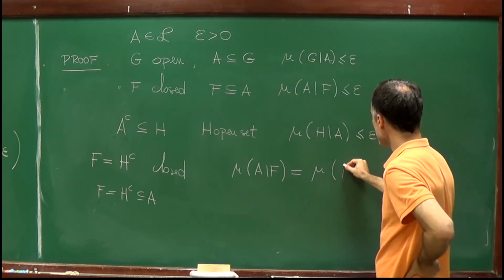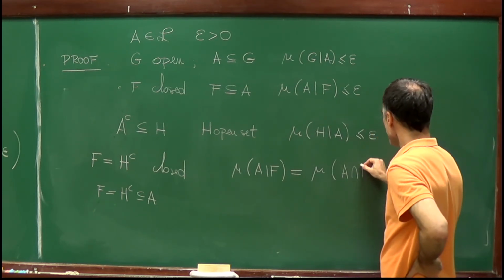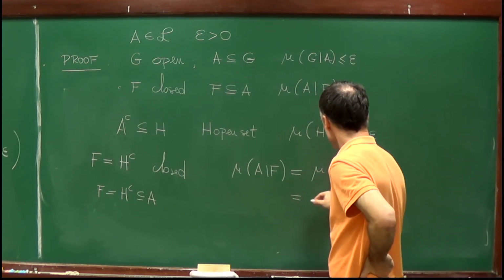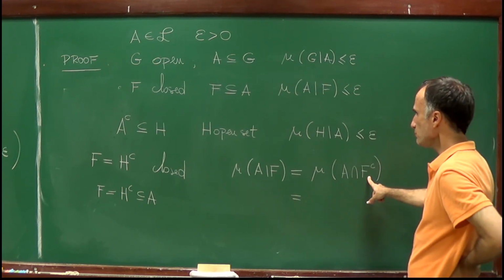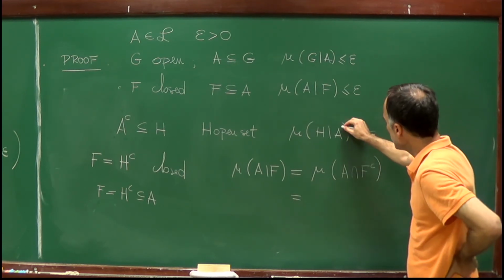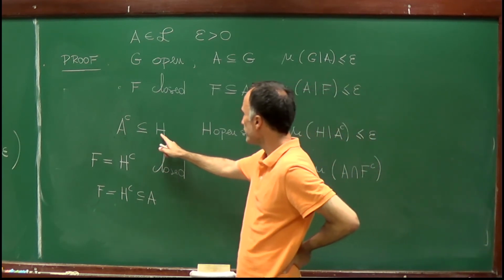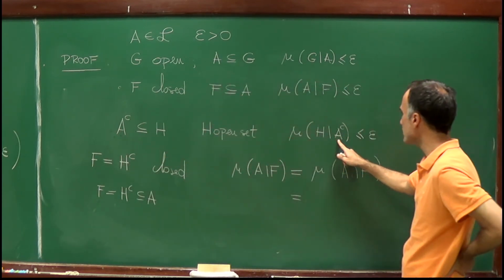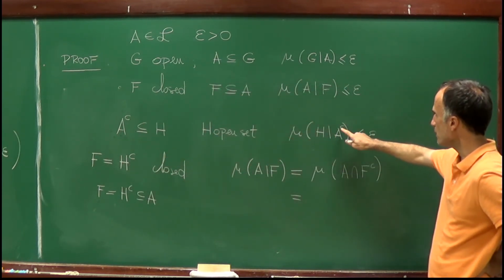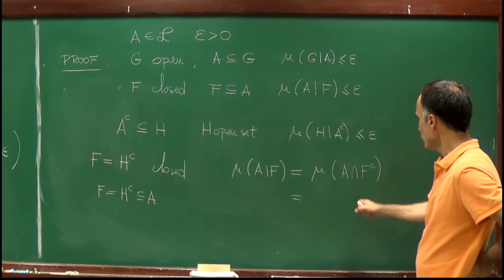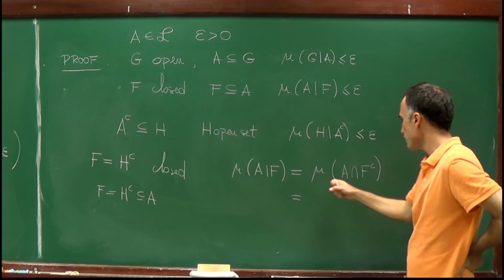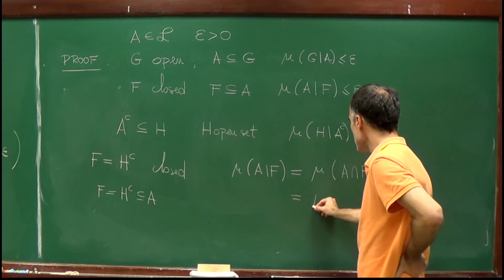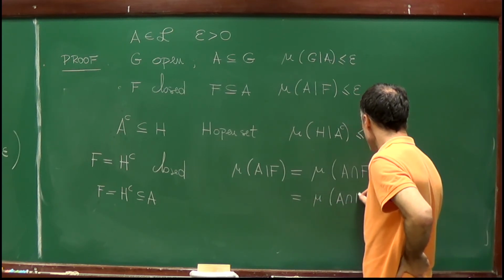So A minus F is A intersection F complement. Well, F complement is... I'm sorry, here it's complement, right? What we can obtain is a set H, which is open, which contains A complement, and the measure of H minus A complement is smaller than epsilon. So there was a mistake here. It's A complement and not A. So let's continue here. A minus F is A intersection F complement. F complement is H. So this is the measure of A intersection H.